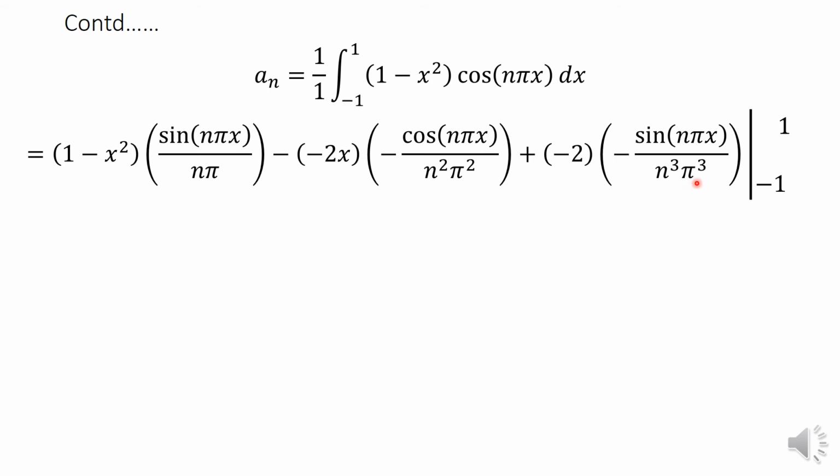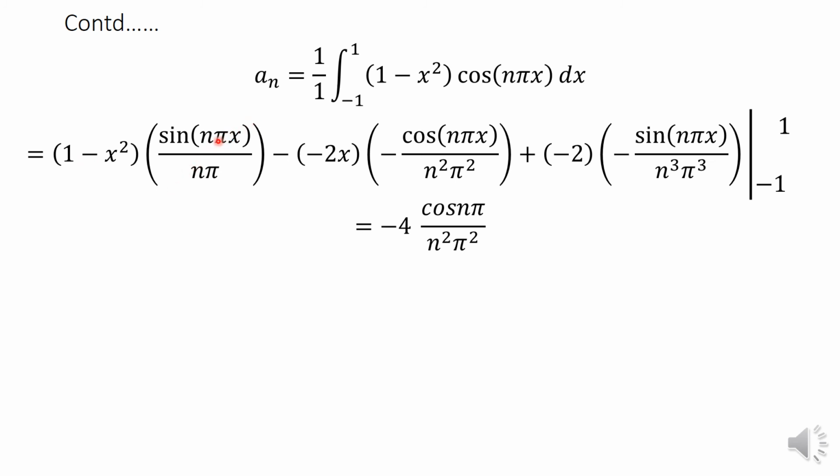Suppose in the next step, if I differentiate minus 2 we get 0, therefore we won't write the remaining steps. Okay, between the limits -1 to +1. So apply the limits of integration. Now see, when I put the upper limit for x, that is 1, here I get sin n pi. Of course if I put x is equal to 1 here, you will get 1 square is 1, 1 minus 1 is 0. This term goes off.